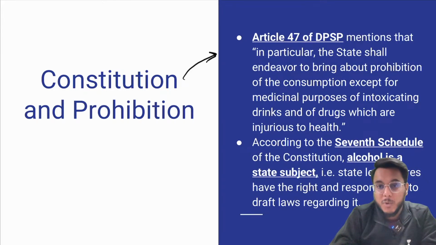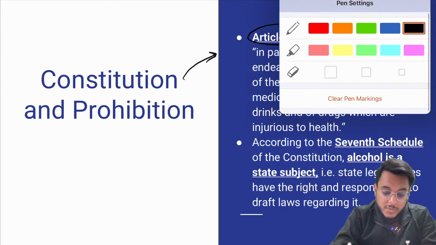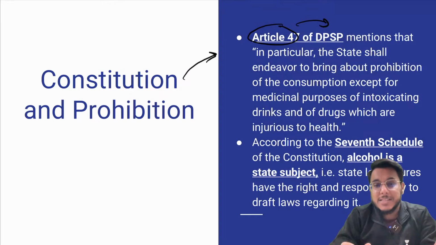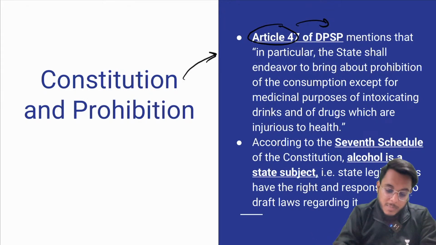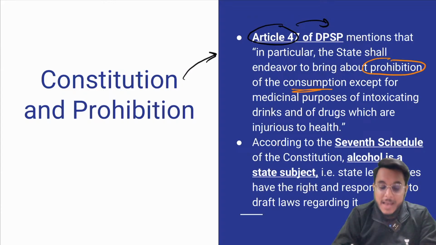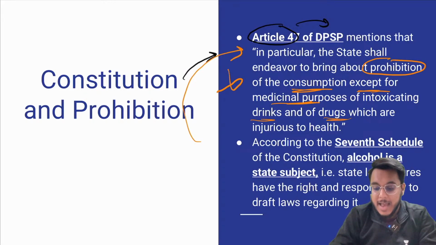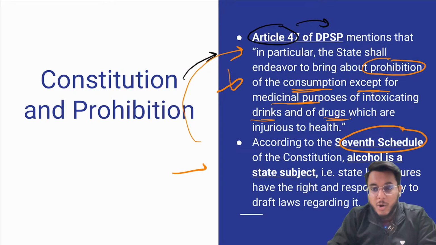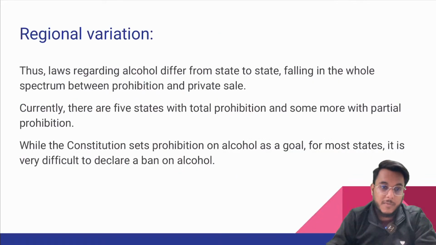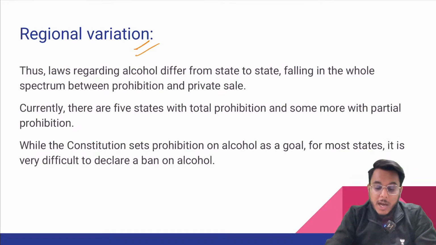Now understand, we have provisions of the constitution in this direction. We have Article 47 in the Indian constitution, in the DPSP, the directive principles of state policy, and Article 47 clearly provides that the state has to endeavor to bring about complete prohibition on the consumption of liquor, except for medicinal purposes. Intoxicating drinks, drugs, alcohol, their consumption needs to be reduced. It is a mandate on the state as per Article 47. However, when we talk about the legislative position on liquor, alcohol comes under the 7th schedule as a state subject, so it is the state's responsibility to legislate on alcohol.